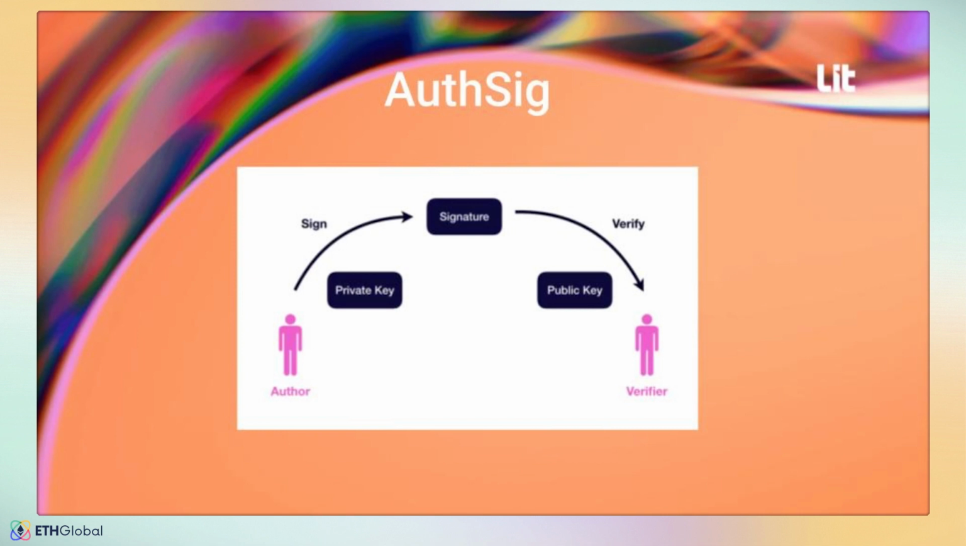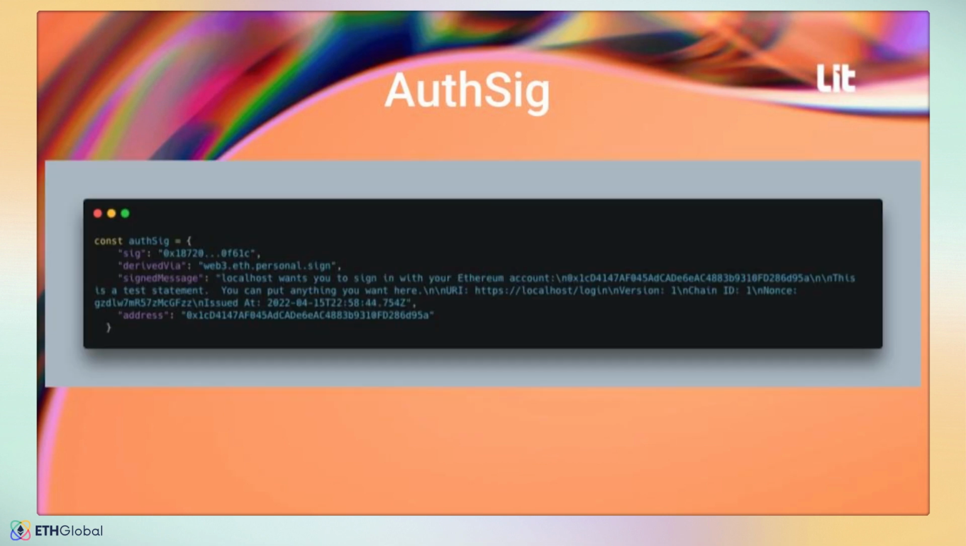So an auth sig is a signature that proves you own a particular public key. EVM-based dApps rely on cryptographic signatures to prove ownership of an address through the ECDSA algorithm, the elliptic curve digital signature algorithm, which allows external parties to verify signatures without knowing the private key. And so we'll take a look at the auth-sig format and then go into session signatures.